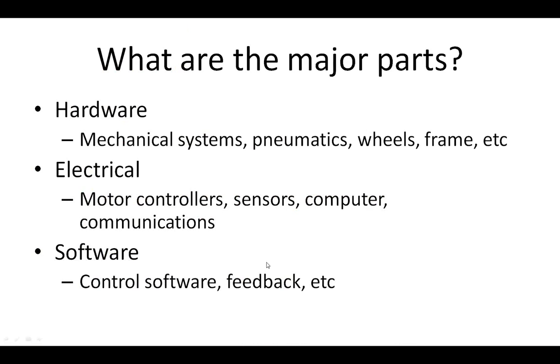So there are nominally three major parts of a robot. There's the hardware: the mechanical systems, pneumatics, wheels, frames, and stuff like that. There's also electrical systems, and those are the motor controllers, the sensors, the computer, and the communications. And then there's the software. There's software control, getting feedback from sensors, and those sorts of things. And all three of these are kind of required to get a robot up and running. They overlap quite a bit.